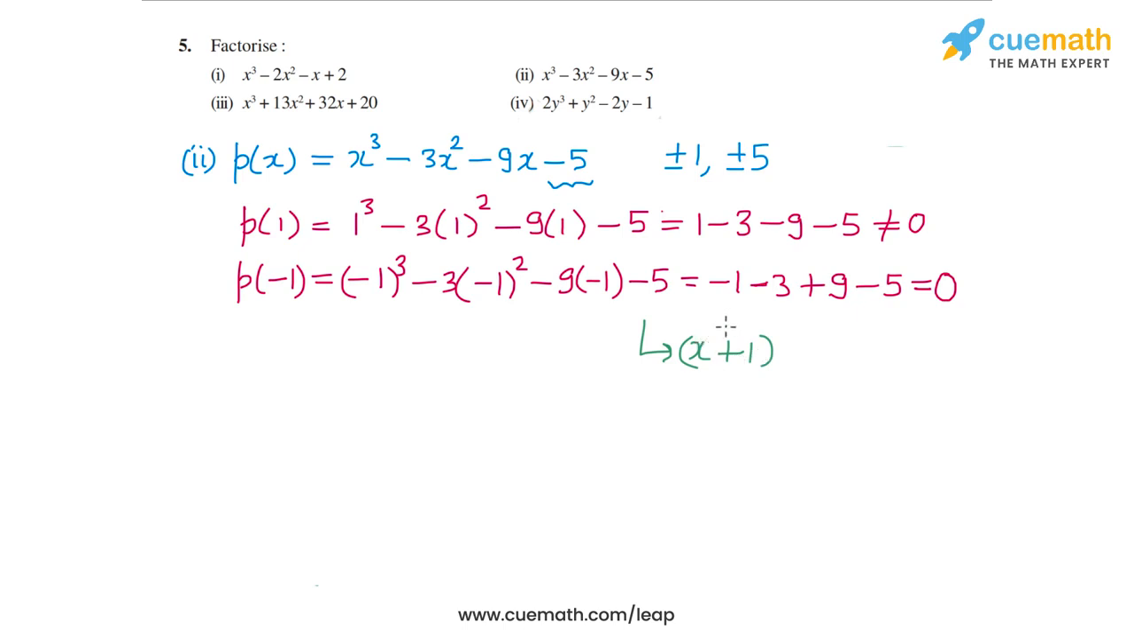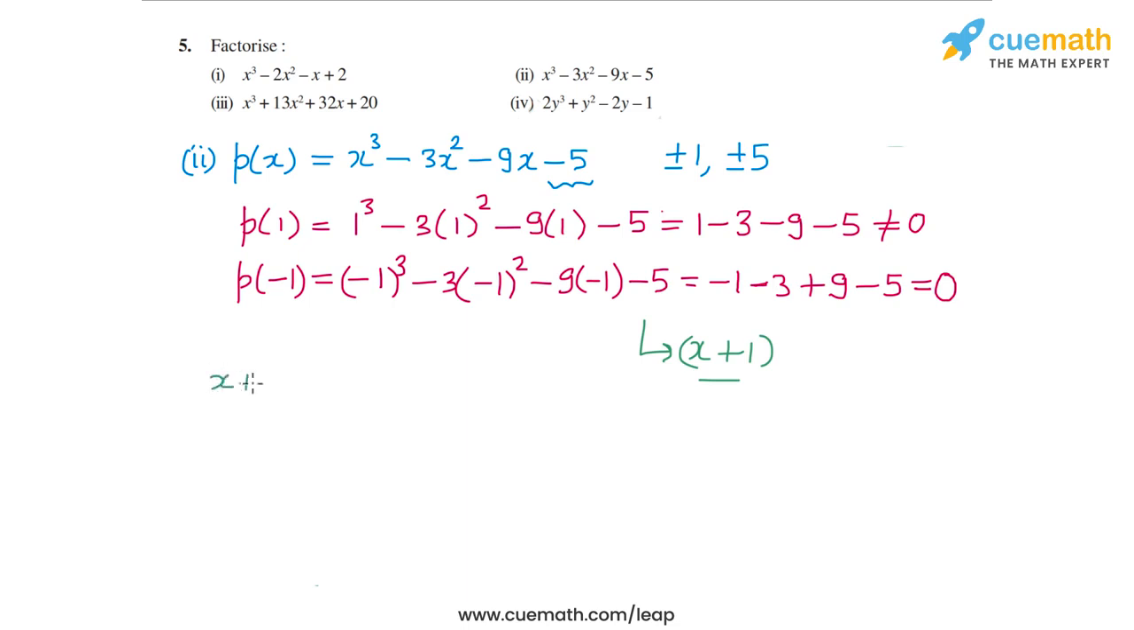Now what I can do is, instead of trying any more substitutions, I can actually divide p(x) by x plus 1 and then find out the remaining quadratic part of p(x) and then factorize it. So let's use that approach in this part.